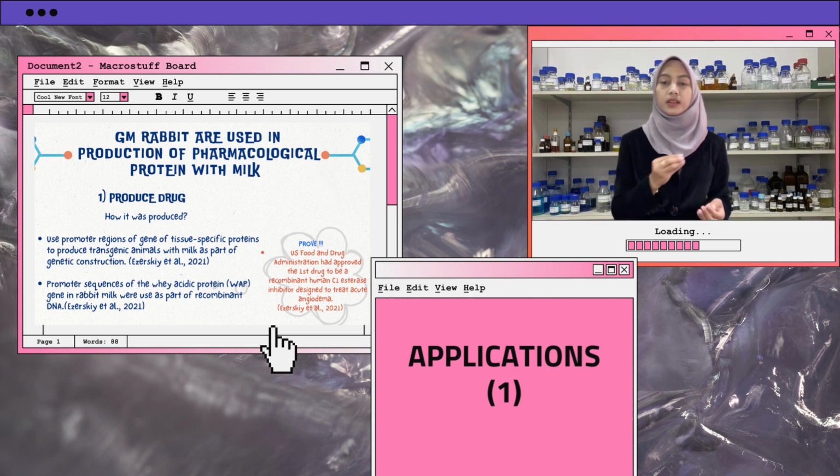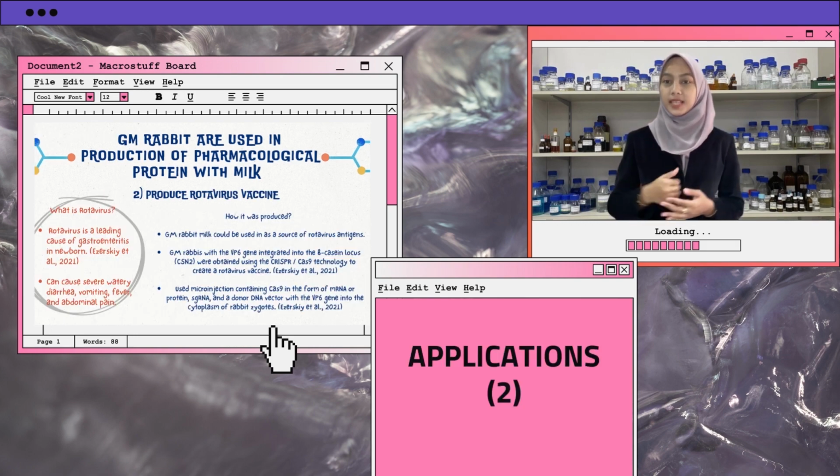The promoter sequence of the whey acidic protein WAP gene in rabbit milk was used as part of recombinant DNA in the production of the first transgenic animals. In 2014, the US Food and Drug Administration approved the first drug, recombinant human C1 esterase inhibitor, extracted from the milk of transgenic rabbits. This was designed to treat acute angioedema in patients with hereditary disease.